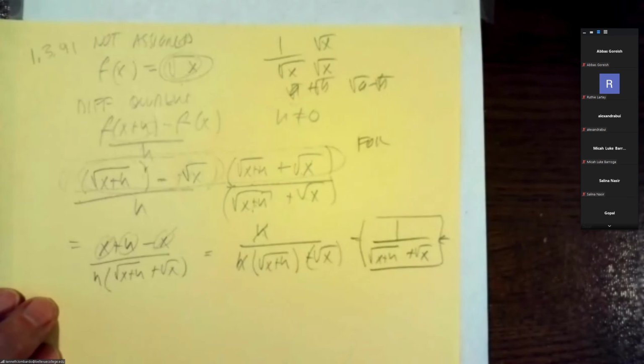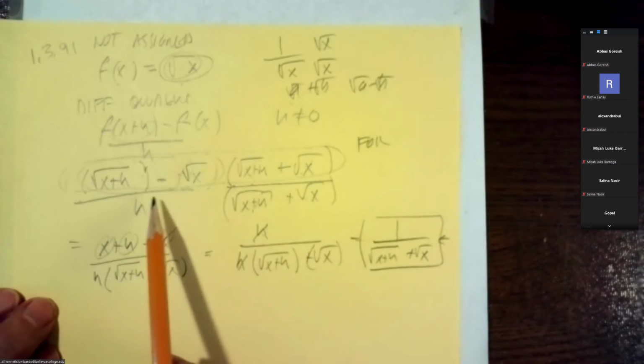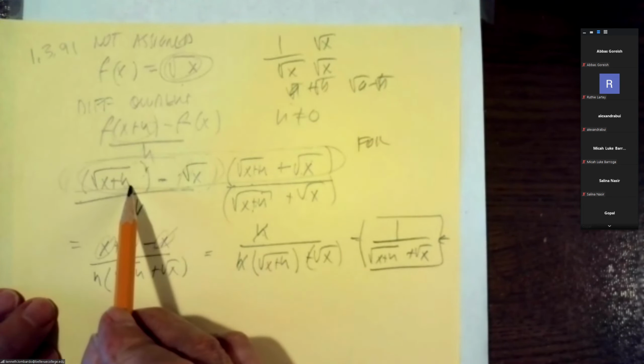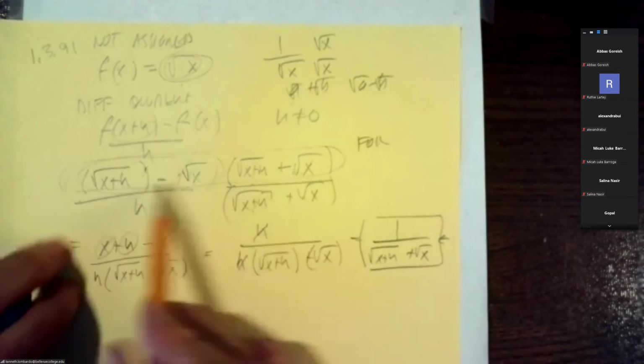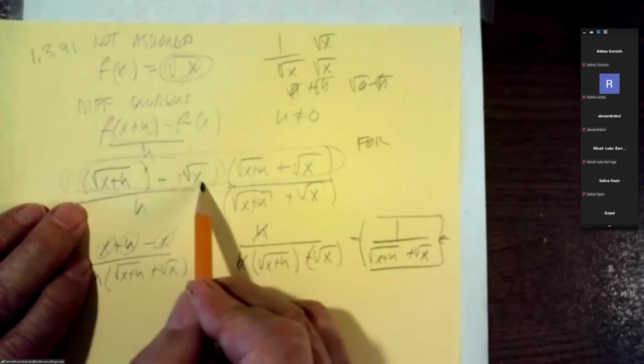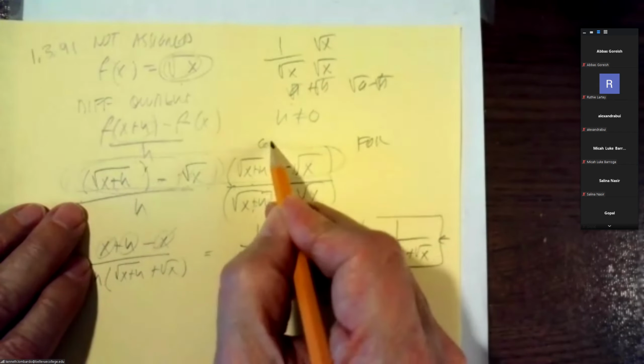Okay. And also, how did you get x plus h minus x? Did you do a minus b? Which line are we looking at? The one where you did the FOIL, multiply the conjugate. This one here. Yes. We had root x plus h minus root x, and here's the conjugate.